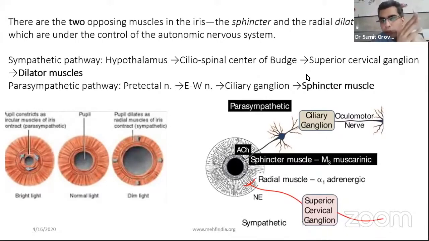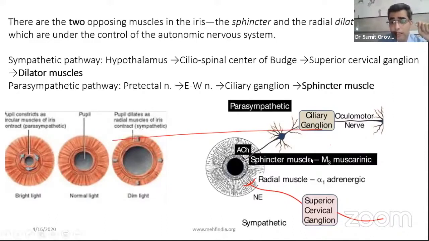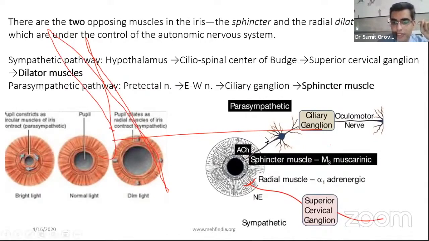The sympathetic pathway comes from the hypothalamus through the ciliospinal center of Budge to the superior cervical ganglion and innervates the radial muscles, and the neurotransmitter here is noradrenaline or norepinephrine. While the parasympathetic innervation is through the pretectal nucleus from the Edinger-Westphal nucleus via the third cranial nerve, which is the oculomotor nerve, which synapses in the ciliary ganglion, and post-ganglionic fibers from the ciliary ganglion reach the sphincter muscles and affect the M3 muscarinic receptors. The neurotransmitter here is acetylcholine.